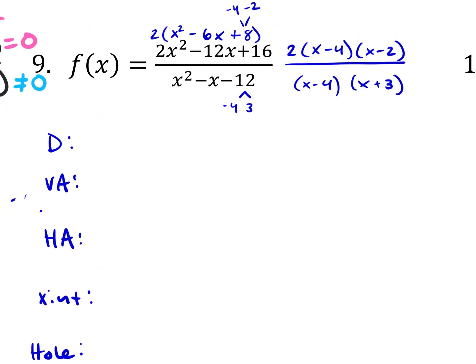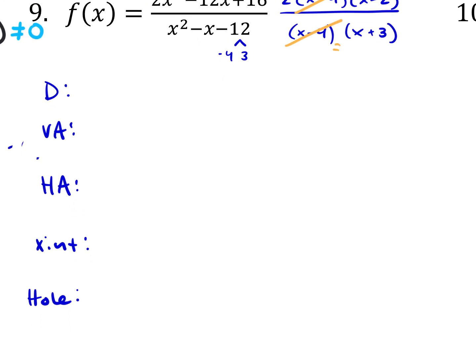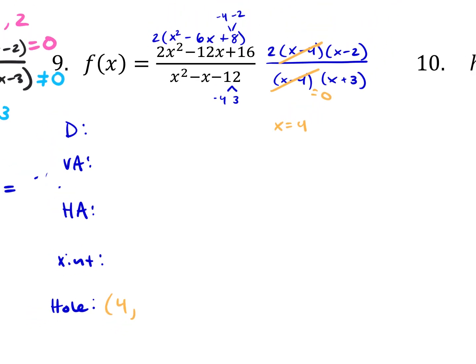There's a hole. Where's the hole? X minus 4 is the same on the top and the bottom. So we have a hole. We'd set this equal to 0. So x equals 4. How would I find what the y is in my hole?